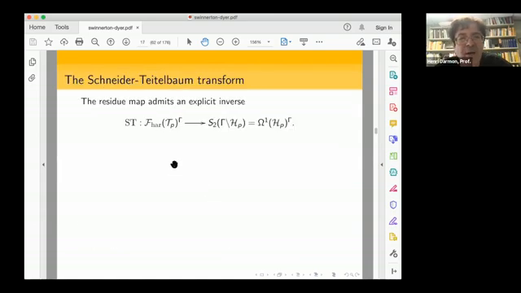Okay, so one of the ideas that I learned when I was a graduate student, which captivated me, was the fact that this residue map has an explicit inverse, which sends the gamma invariant harmonic functions on the tree to the space of differentials. So one can actually define this, and I call it the Schneider-Teitelbaum transform. I first encountered it in a wonderful paper of Jeremy Teitelbaum.